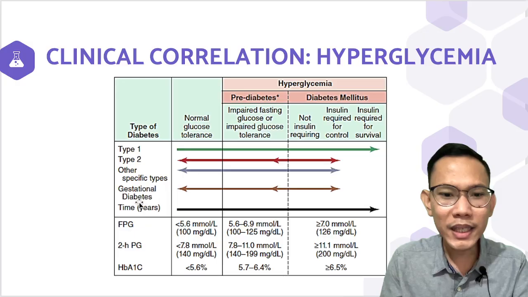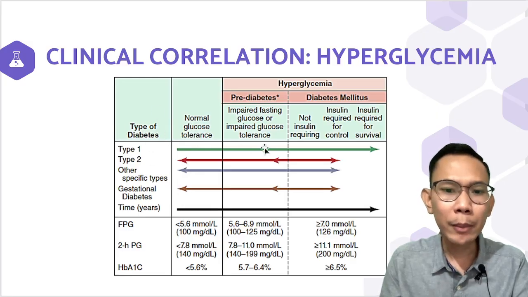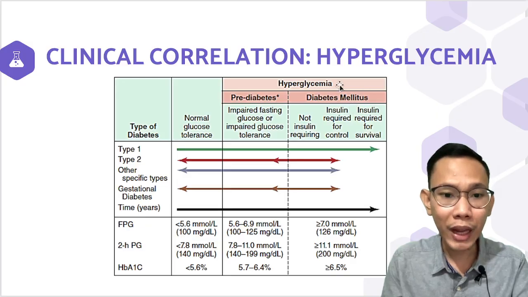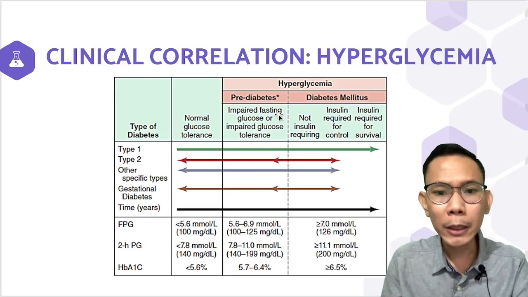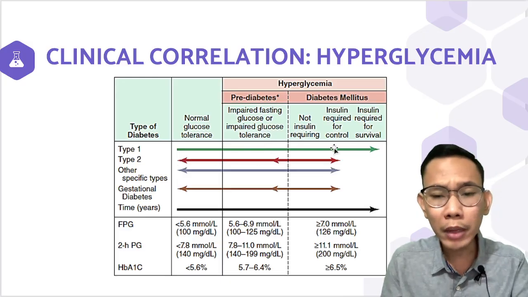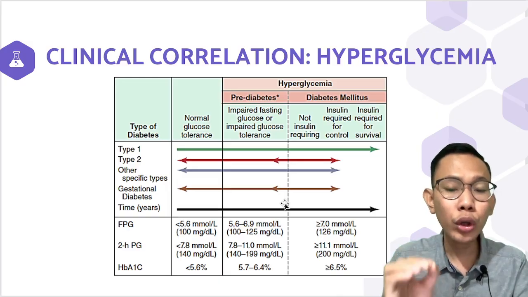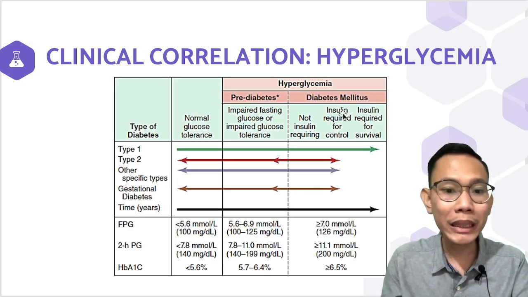And if you can see, this is the time frame of the different classification of your diabetes. Your type 1 through time, from a normal glucose tolerance, pwedeng magkakaroon ka na ng insulin requirement for survival. For type 2, pwedeng from an impaired, magiging normal na naman siya, or it may lead to insulin requirement for control. Or for your gestational, somehow similar with your type 2. Again, this is a time frame in terms of how the progression of your glucose problem or failure will happen, leading to your diabetes mellitus.